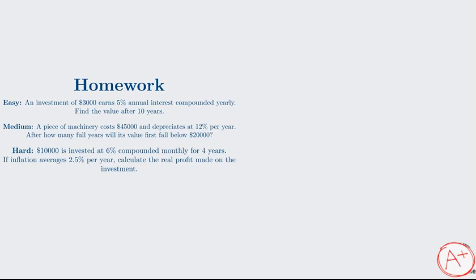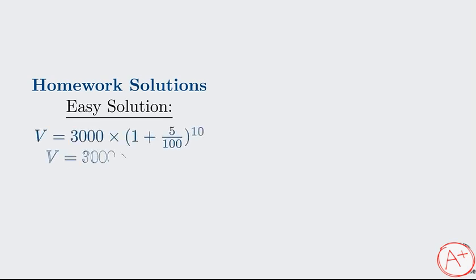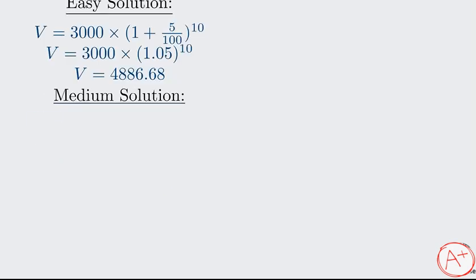The medium question requires a bit of logarithms or GDC usage, and the hard question requires you to find the difference in real value. Let's review the solutions. For the easy question, we simply use the compound interest formula with k equals 1. The value is $4,886.68.